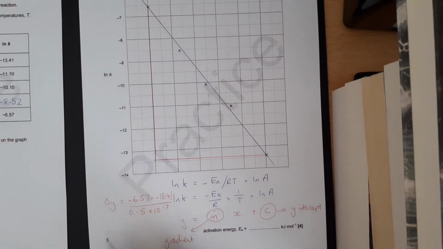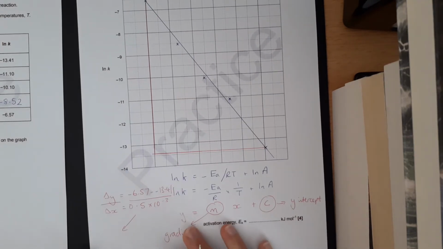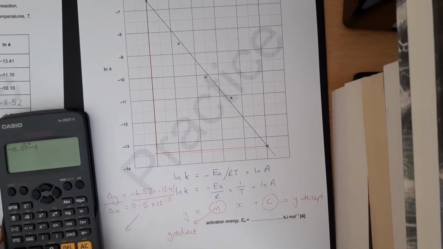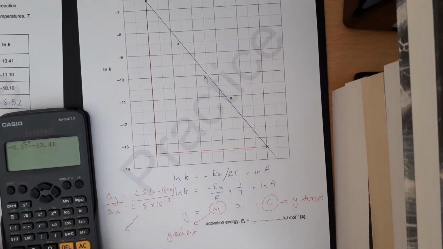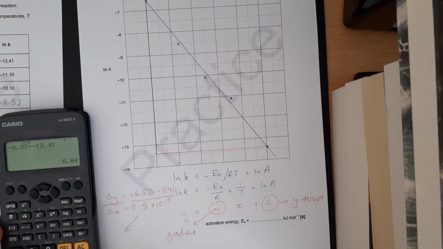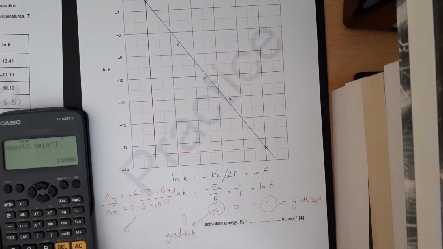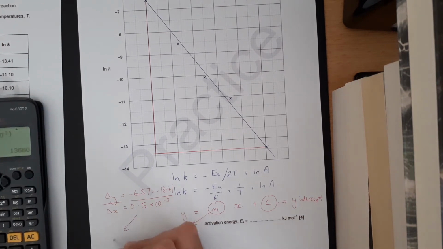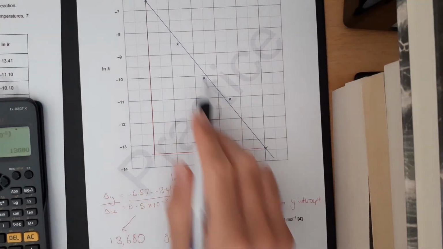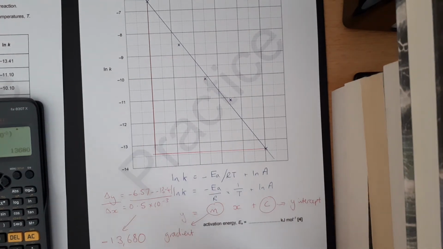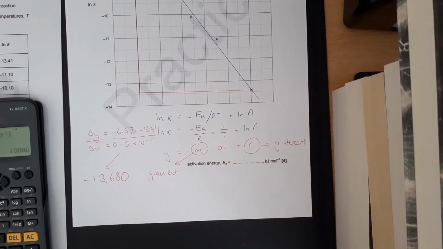Okay. So if we then calculate our gradient, what does this come out as? That's our change on the y-axis divided by 0.5 times 10 to the minus 3. Okay, and we get a value of 13,680. But of course, looking at our line, the gradient is negative, isn't it? Okay, we can see we've got a negative gradient. So the gradient is minus 13,680.